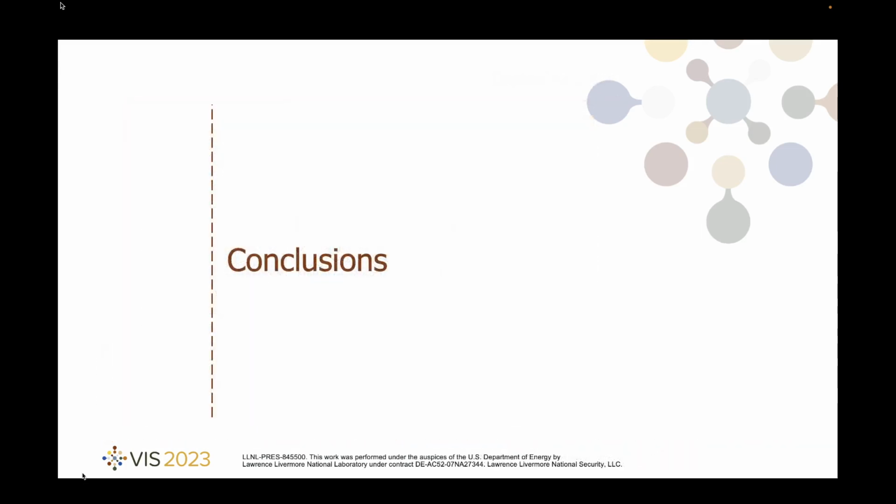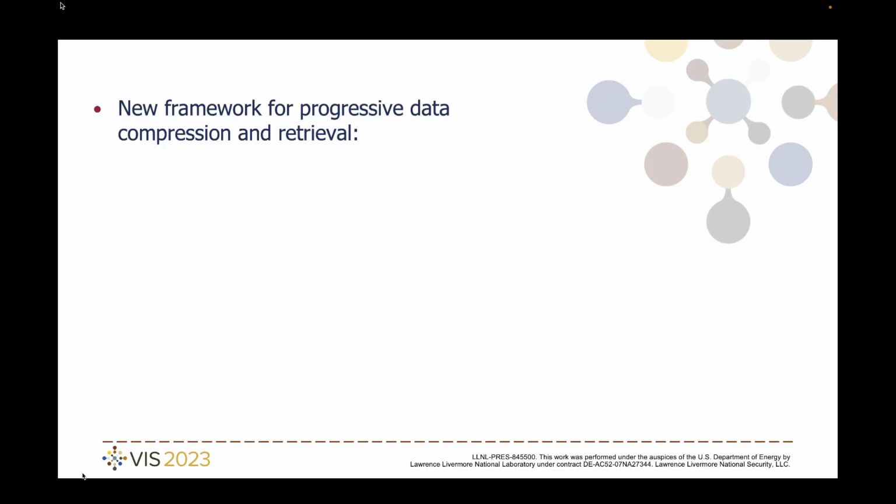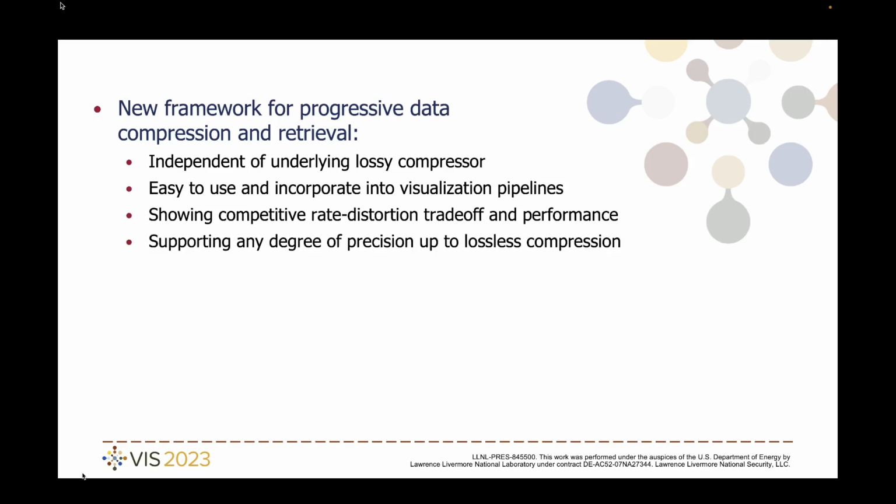Now, concluding this presentation, we proposed a general framework for achieving progressive data compression and retrieval of scientific data. Our method is independent of the underlying lossy compressor used to generate components. It is easy to use and incorporate into post-processing pipelines. It shows competitive rate distortion trade-offs and performance when compared to other solutions. And it supports any level of precision up to lossless compression.